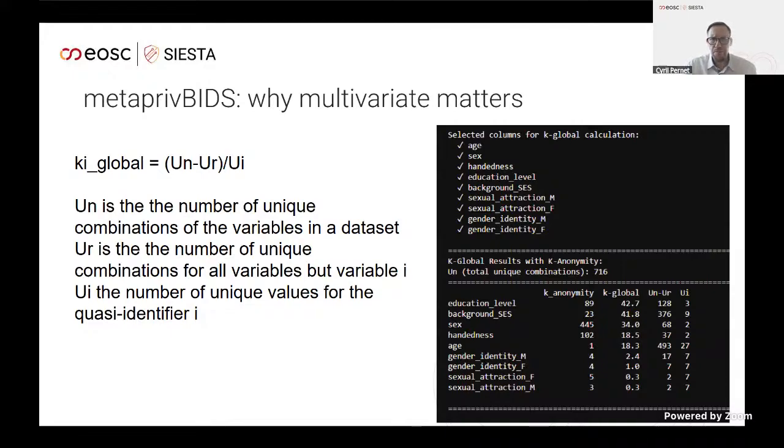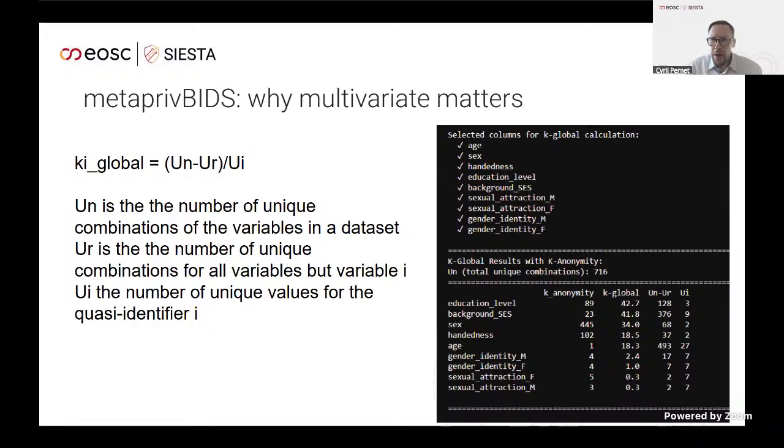So if we go back to this table that I showed you earlier, here I selected age, sex, handedness, education. There is also the socioeconomic background of people. And then in this data set, they also look at sexual attributes, sexual attraction, and also gender identity. And so we can get a given K global value for all of these attributes. So we get, again, the local K per variable, and then the global K, the contribution to the entire set.